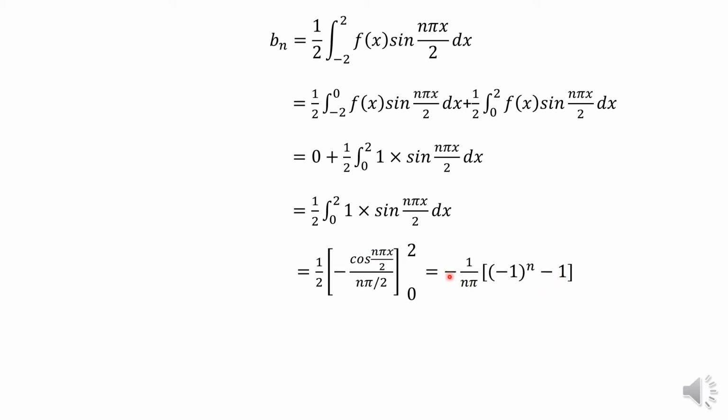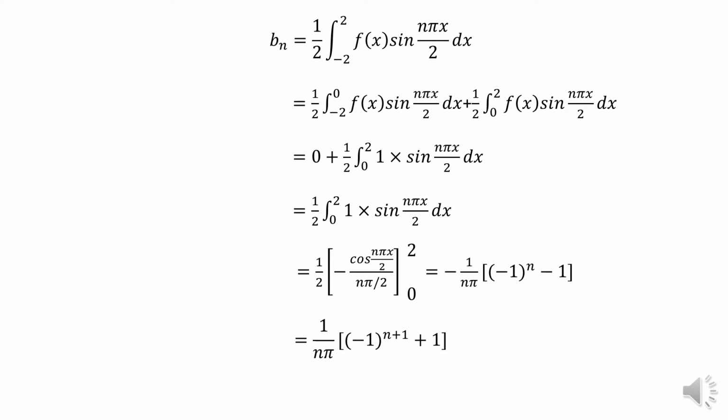Now multiply this minus inside the bracket to get 1 by n pi into minus 1 to the power of n into minus 1. Using theory of indices, we can write that as minus 1 to the power of n plus 1. And then minus 1 into minus 1 is plus 1. So this is what we get, and this is the value of the second Fourier constant bn. So we have determined all the Fourier constant values a0, an and bn. a0 is 1, an is 0 and bn is given by 1 by n pi times minus 1 to the power of n plus 1 plus 1.